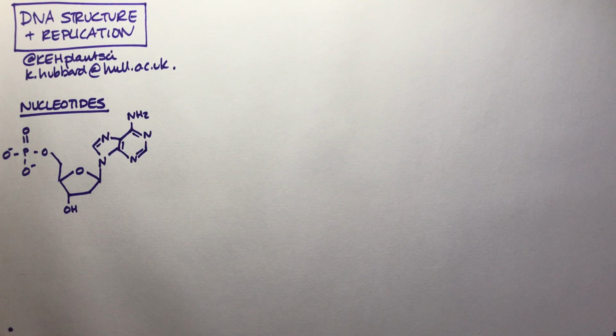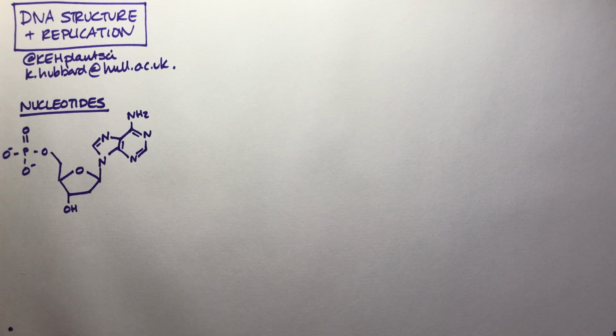So in this video we're going to have a bit of a think about the structure of DNA and how it's replicated. So DNA is obviously the molecule that encodes genetic information. It's what chromosomes and plasmids are made of. So if we're going to understand how a cell does anything, we need to have a good understanding of what DNA is, how it works, how it's structured, and how that structure affects how it functions.